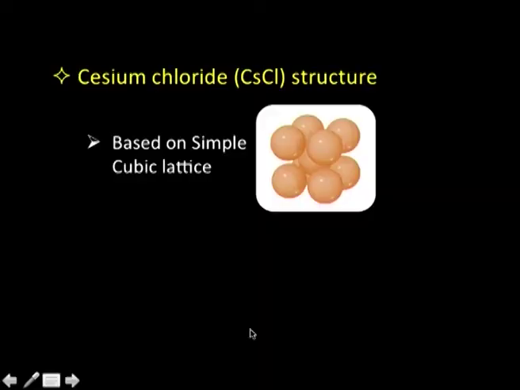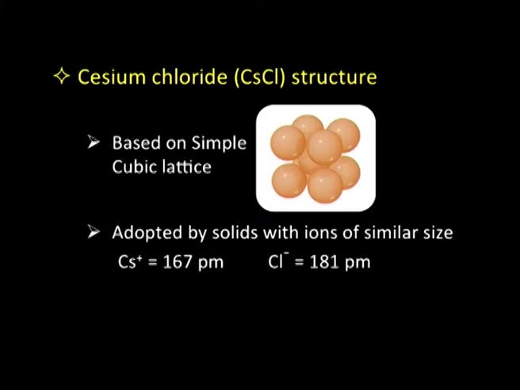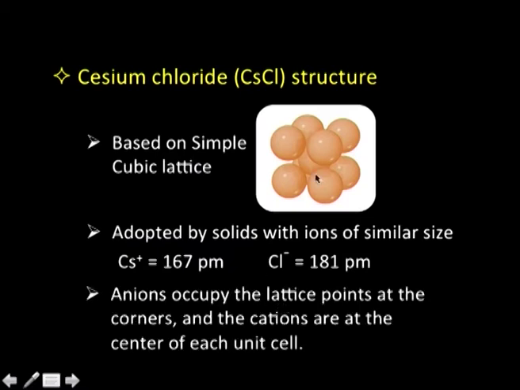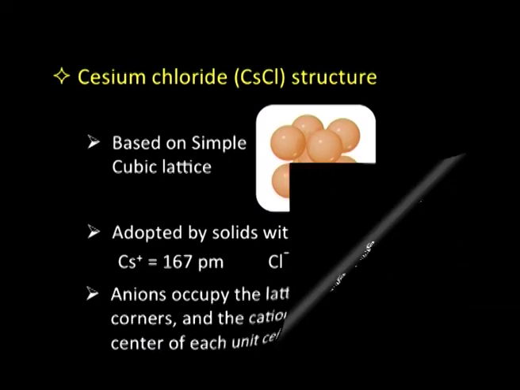We will begin with the cesium chloride structure, which is based on the simple cubic lattice, and this structure is adopted by solids having ions of similar size. In the case of cesium chloride, the cesium ion has a size of about 167 picometer, whereas the chloride ion is about 181 picometer. They are comparable, within about 10% of each other. Now, in such a structure, the anions occupy the lattice points at the corners and the cations are at the center of each unit cell. That is, we have 8 anions and cesium is sitting inside the simple cube. That is how it shows up here.